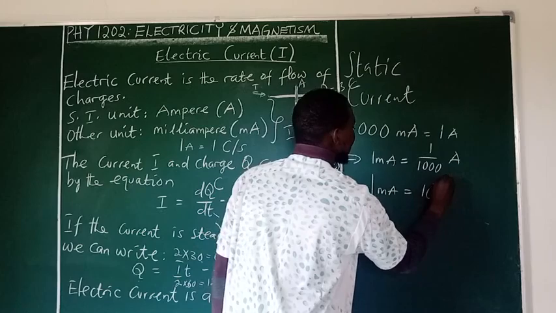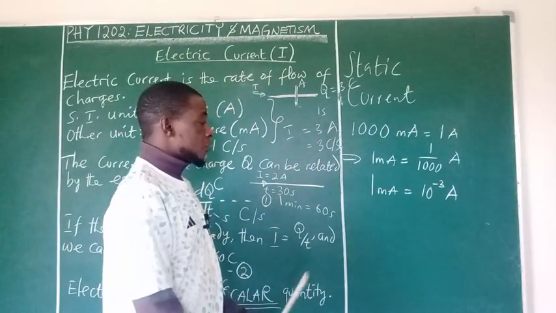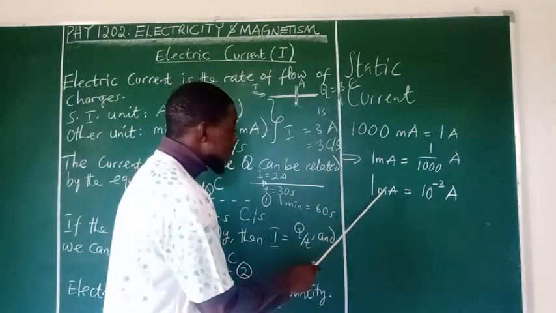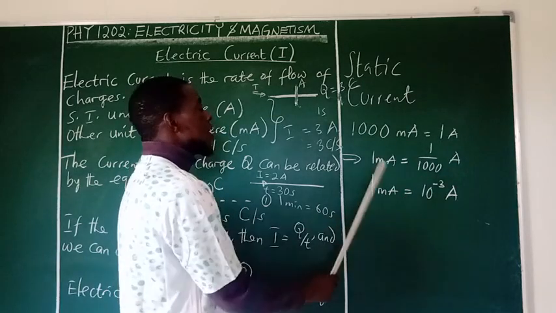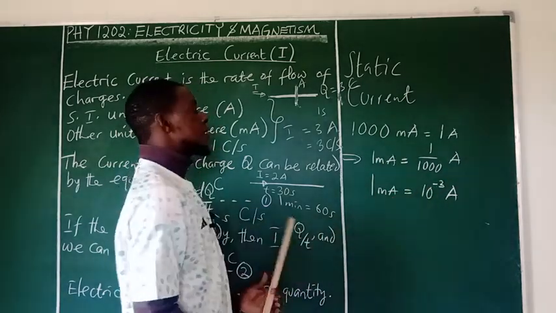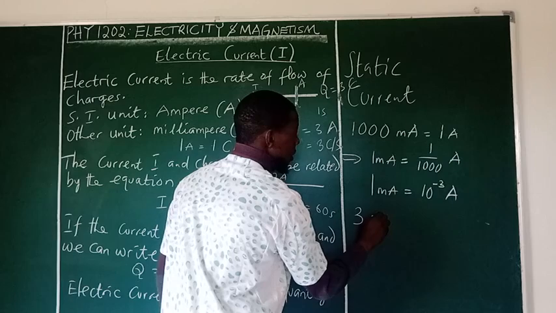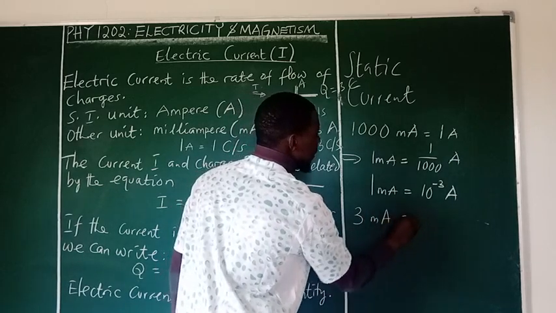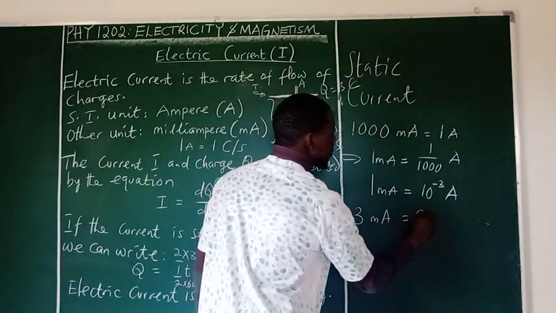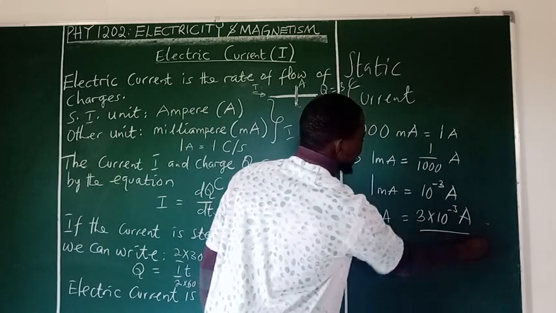I can rewrite it as 10 to the power of minus 3 ampere. You see? So it means when I am given a value in milliampere and I am asked to change it to ampere, I will simply multiply by this factor. For example, if it is 3 milliampere, to change it to ampere, I will just say 3 times 10 to the power of minus 3, and I have it in ampere.